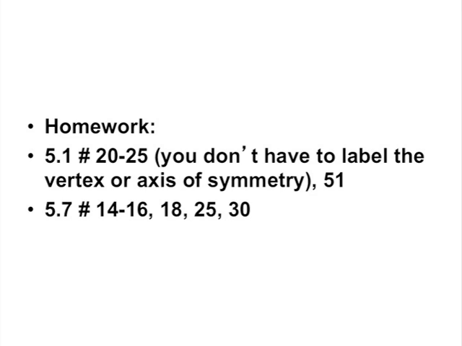It says here you don't have to label the vertex or the axis of symmetry. The directions will tell you to label them. They're going to be in your graph, so they'll probably be drawn in, but you don't specifically have to say anything about them. Notice that you do have some from 5.1 and then you have some from 5.7. 5.1 are just the equations, the lines. 5.7 are the inequalities, so that's where you will need to graph the shading also.